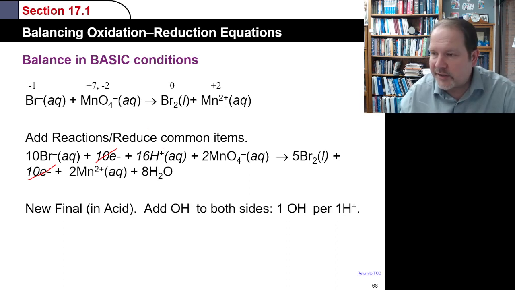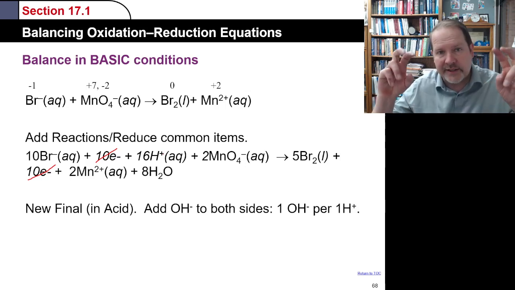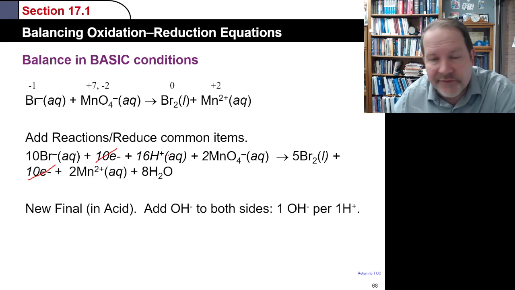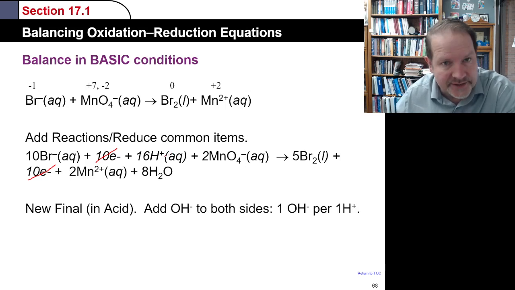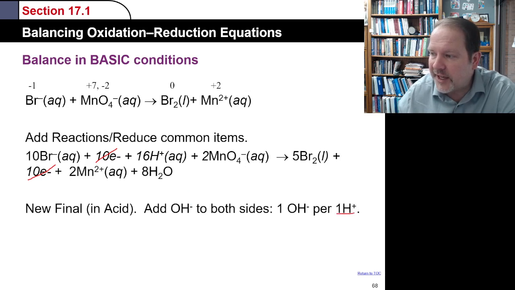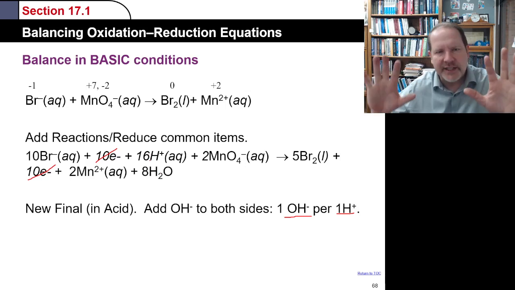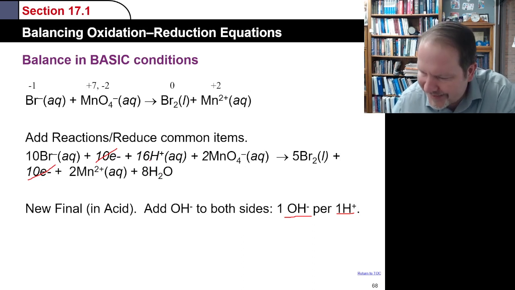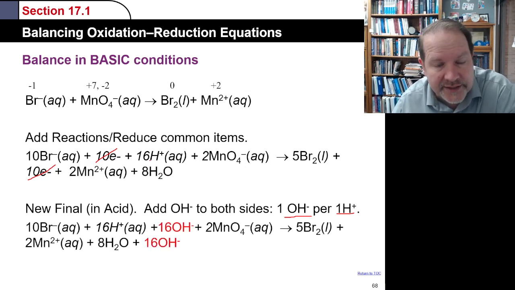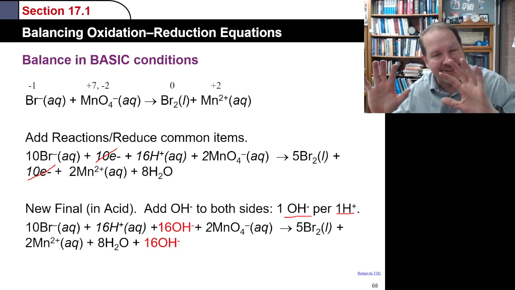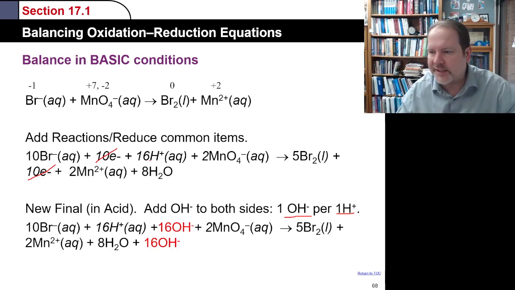Notice I have hydrogen ions. That means it's an acid. In order to make this balance in base, I need to convert all of the hydrogen ions into bases. So for every hydrogen ion, I'm going to add a hydroxide. So I'm going to add 16 hydroxides to both sides. Kind of like a math operation. If you do one thing to one side, you got to do it to the other side. So I'm going to add 16 hydroxides to both sides. That way it's balanced, right? I'm doing something that's balanced to both sides.